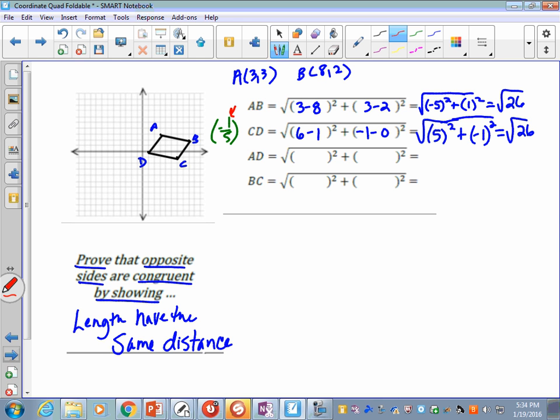Whatever our rise is, that's what our change in y is going to be. And whatever our run is, so here we had the denominator was 5, that's exactly what our change in x is going to be. So if you want to use the slopes to find your distance formula, make sure you can do that, but just make sure you're not using the reduced slope. I know we simplify whenever we can reduce the ratio, just start with your original ratio.